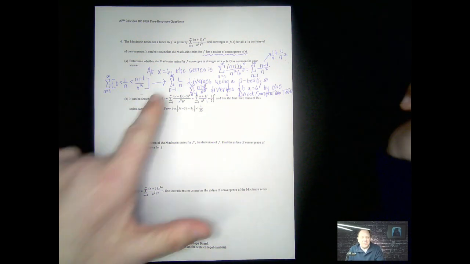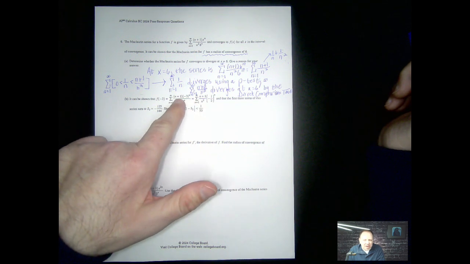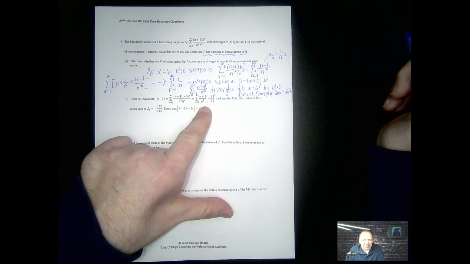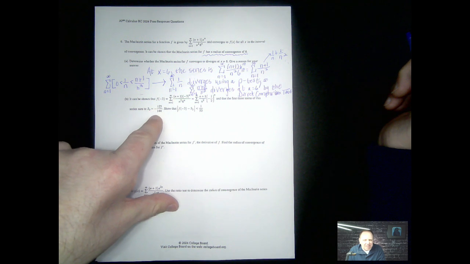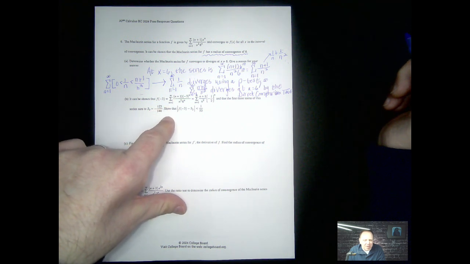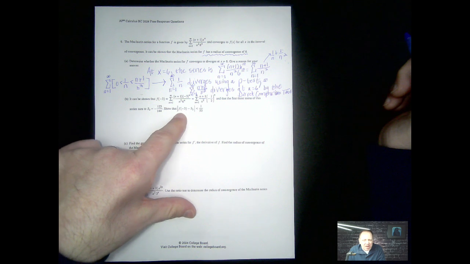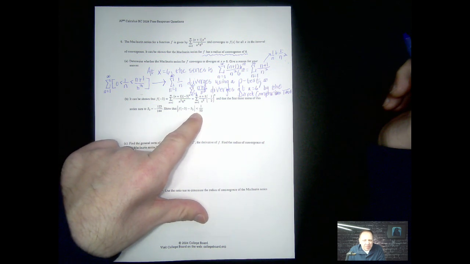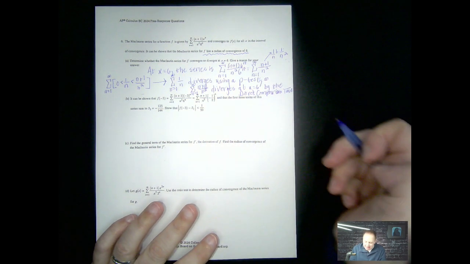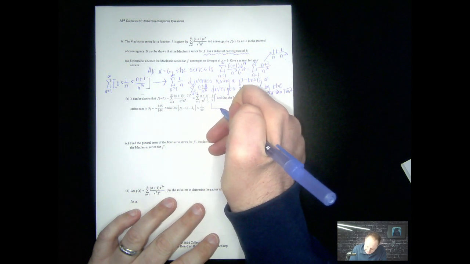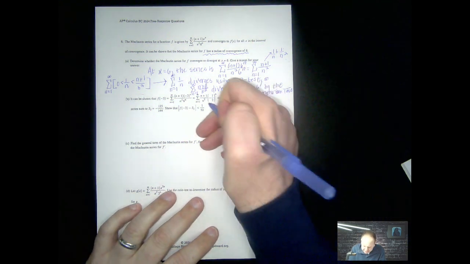So it can be shown that f of negative 3, so they plugged in negative 3, equals that, and that the first three terms of this series sum to negative 125 over 144. Show that f of negative 3 minus s of 3 is less than 1 over 50. Again, I don't know how you learn this. I always tell my students, just plug in the first three terms. Like, find the first three terms.